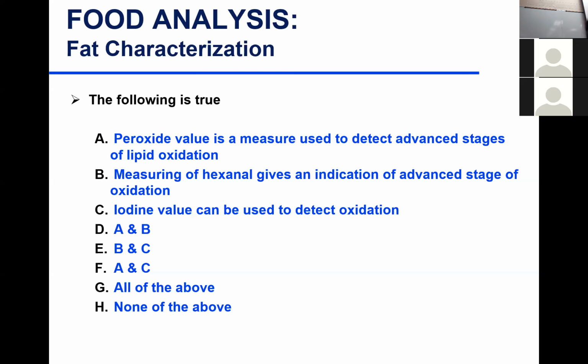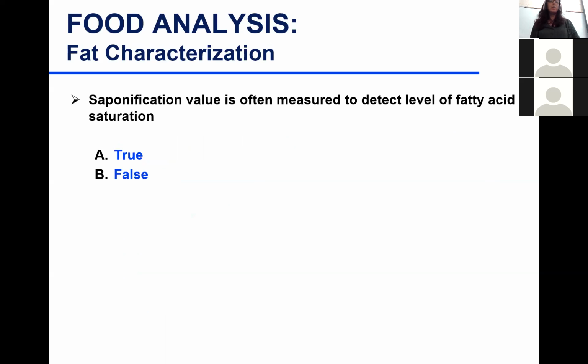So the answer to this one is B and C. B and C are correct. A is incorrect. Saponification value is often measured to detect level of fatty acid saturation? No, so this is false. We'll learn about saponification value, and once you learn about saponification value, iodine value, peroxide value and the rest of the analyses, you will be able to answer this question as false.